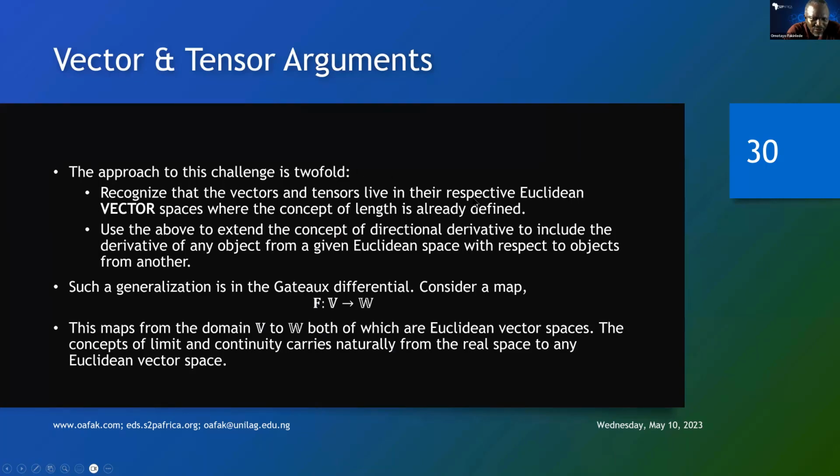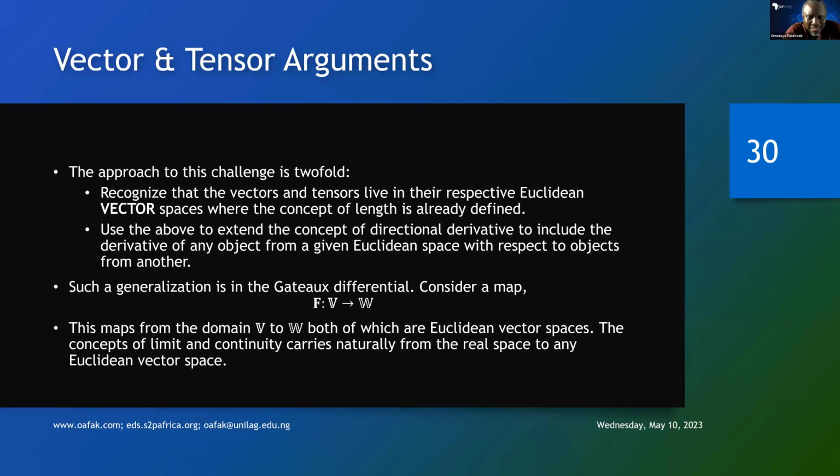First, vectors and tensors live in their respective Euclidean vector spaces with the concept of length already defined. The Euclidean vector space that we are talking about is one in which magnitude is defined. For vectors, it is defined as the square root of the vector dotted with itself. For tensors, it is the square root of the scalar product of the tensor with itself. That's why we say they are in Euclidean spaces, because the idea of a magnitude is defined. We are going to use that idea of a magnitude to create definitions for derivative.